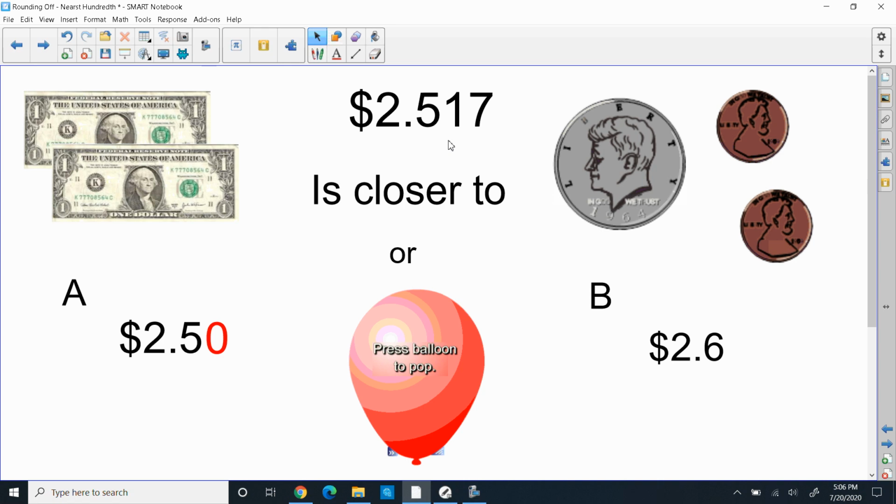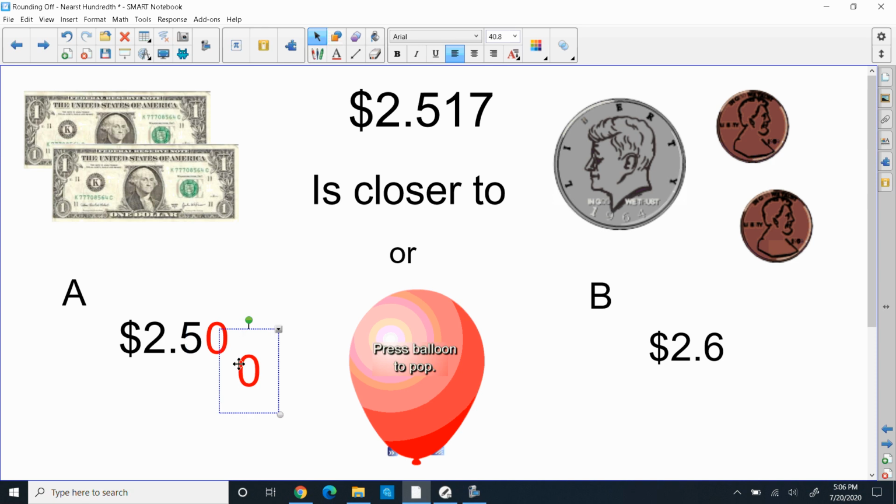Let me round that off to the nearest penny. So I would go next door to the pennies place, which is the thousandths. See if that's 5 or more. Yes, it is. So I'll add 1 penny to this and get rid of the 7. So that's $2.52. So $2.52, is that closer to $2.50?